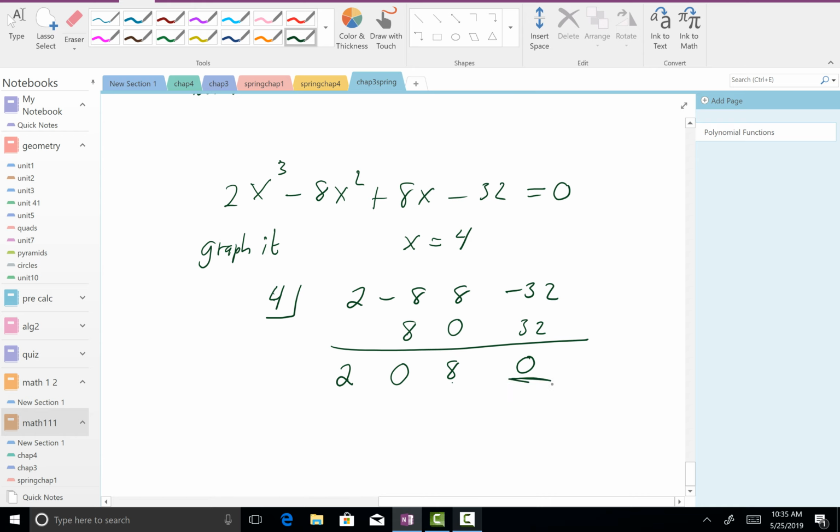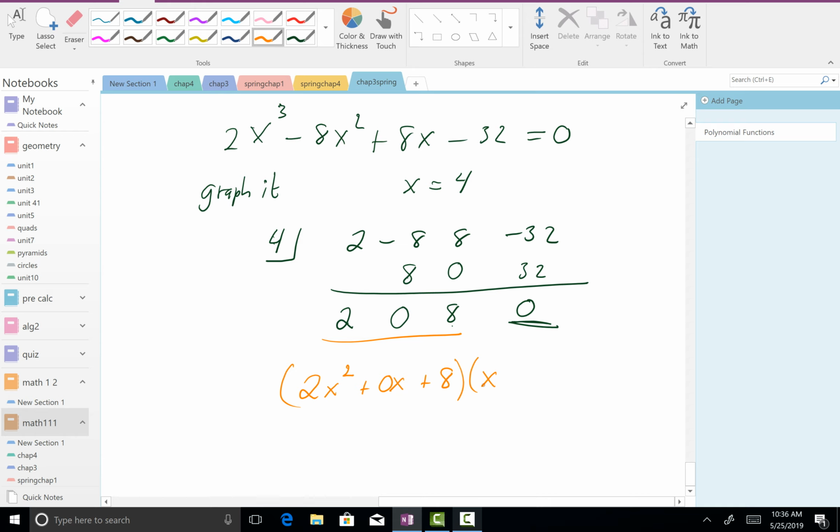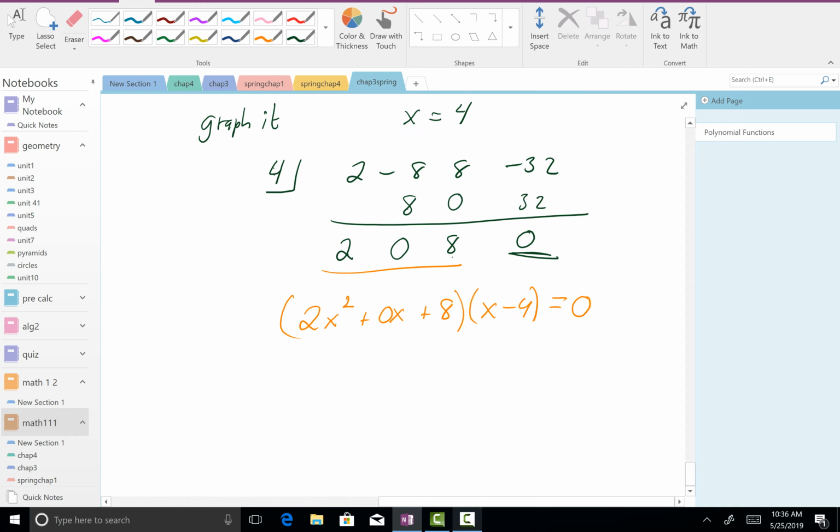What does that mean now? That means that this is now in reduced form. So 2x squared plus, I'm just going to put a 0x there just so you can see where that comes in, plus 8. So if I factored it, this is what it would look like. So what I want to do now is solve this. I need to solve that thing.